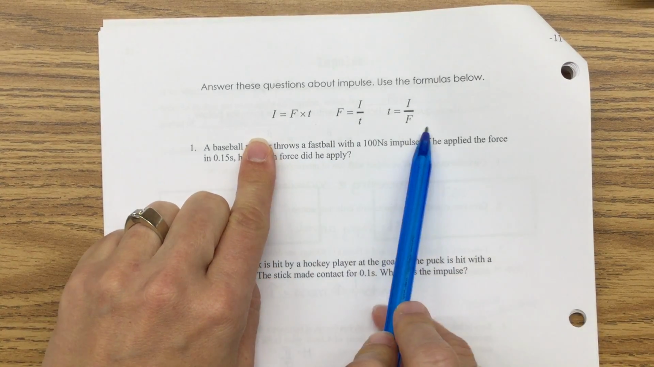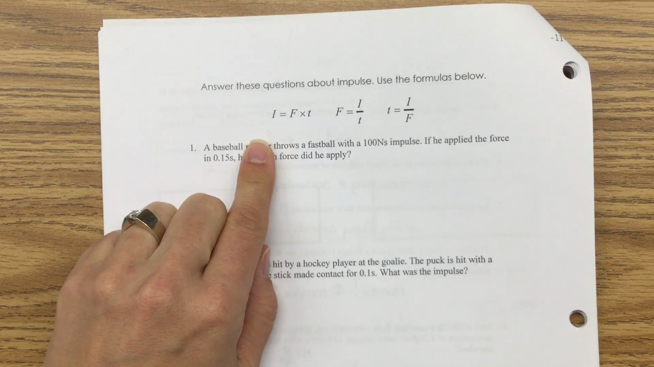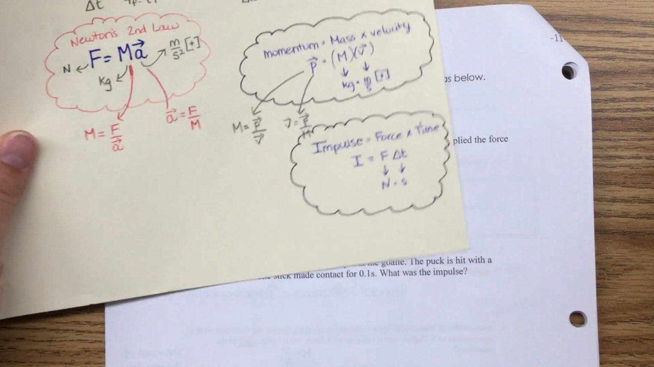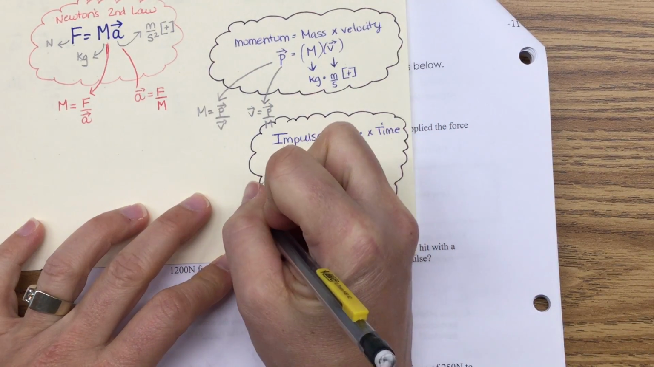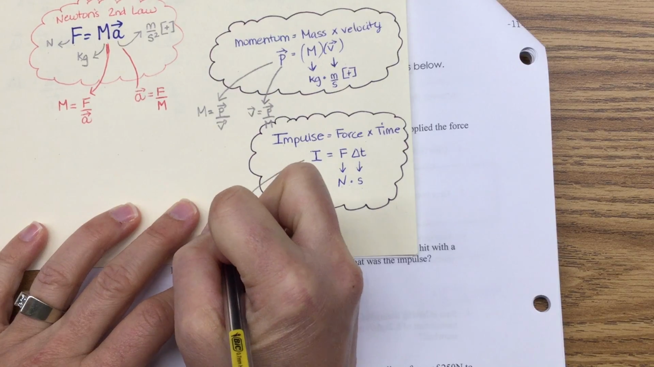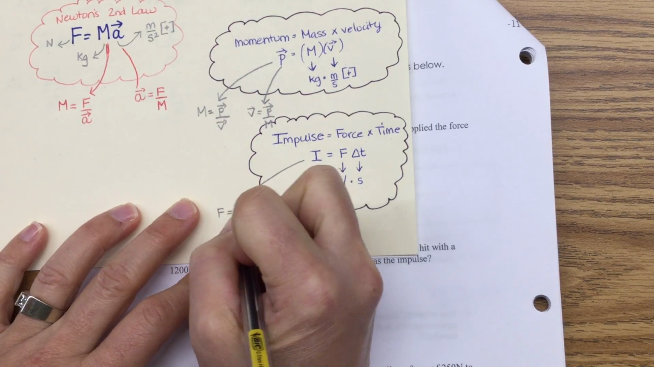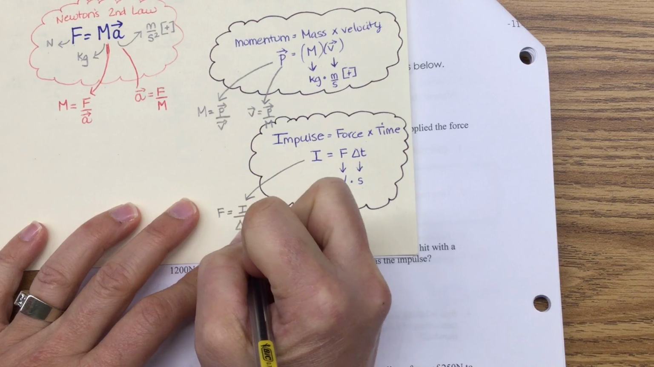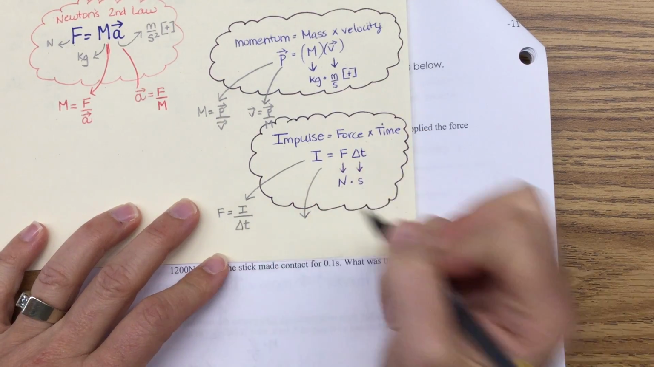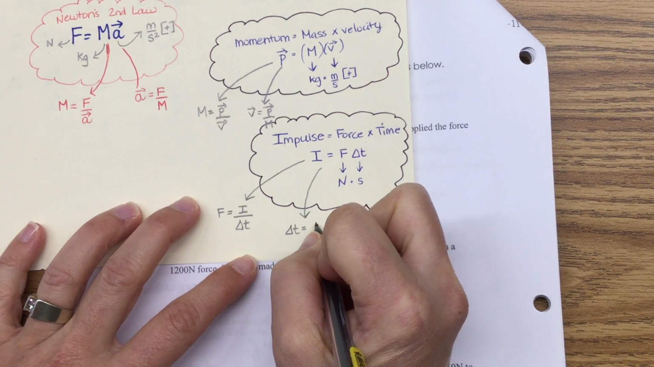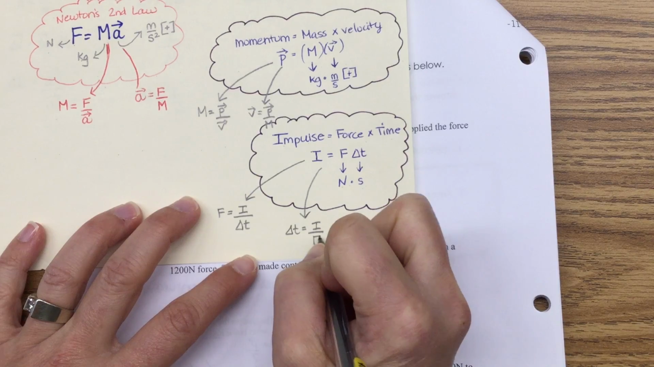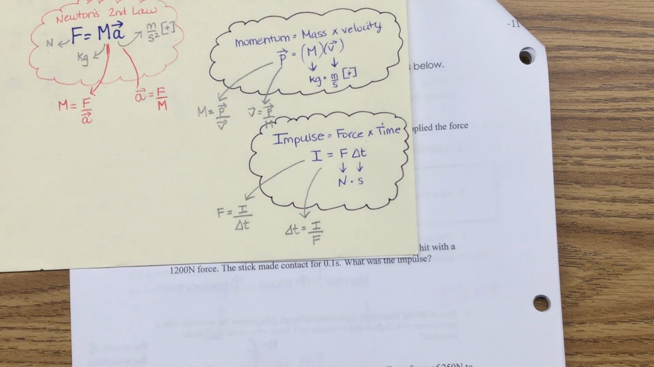Here, the equation for impulse is written 3 different ways, and we can add that to our own formula sheet. So I'm going to do that here. So if I wanted to solve using force, I would have impulse divided by my change in time. Or I could also solve for time using impulse divided by force. So it all depends on what variables you're given to determine which equation you're going to use.